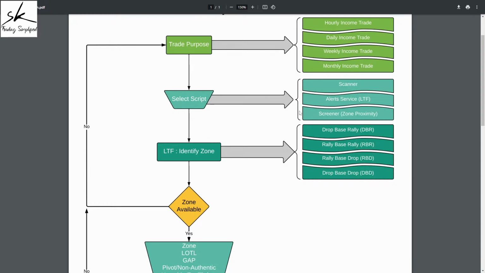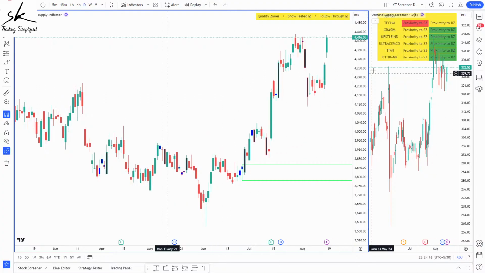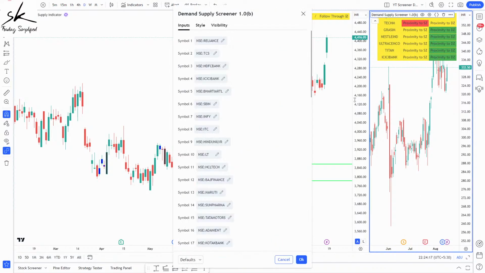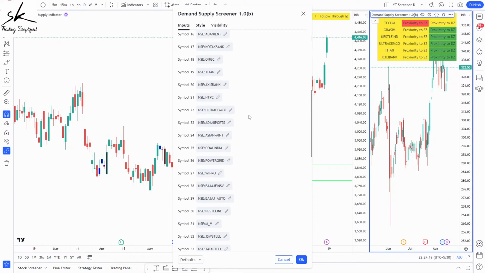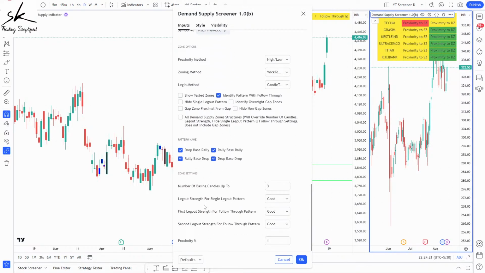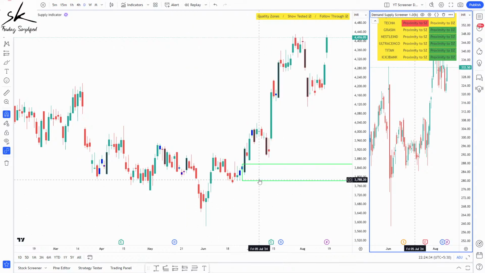The other one is the screener. What the screener basically does is that I can give my list of symbols. Like here you can see I've given a list of about 40 symbols, and then I'm telling the screener, out of these 40, shortlist the ones where the current candle is within 1% proximity to a demand area or a supply area, which means we are almost about to enter the zone. So now I won't have a longer waiting period.